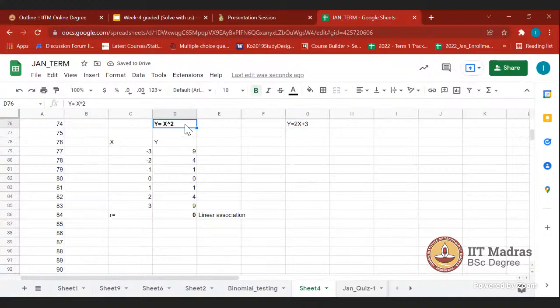That's a quadratic relation. The correlation coefficient doesn't tell you about quadratic, cubic, or any other relation except the linear relation. It only tells you the strength of linear relation. So when R equals 0, it means there is no linear association. Some association can be there, but it's not linear. Some association can or cannot be; you can't say. But linear association, definitely not.